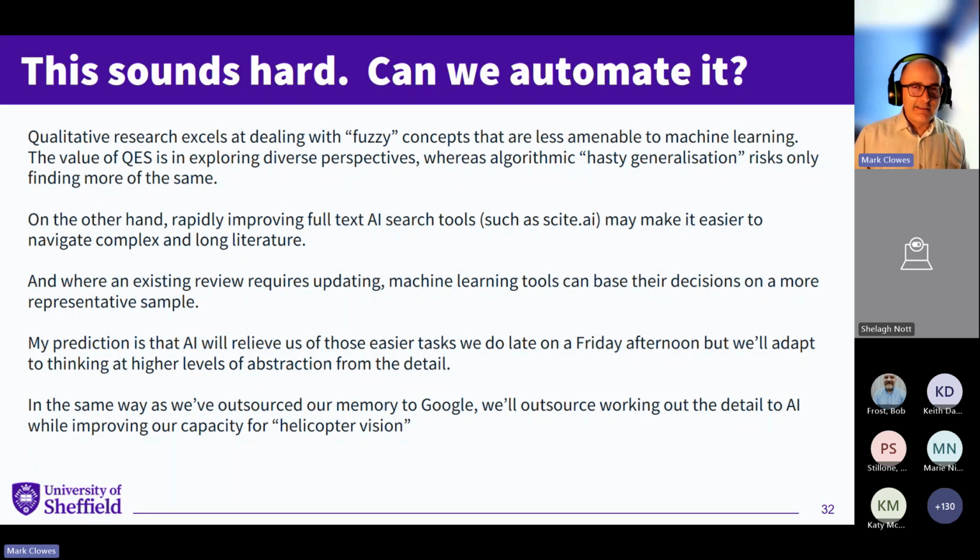I think actually the kind of questions that we explore through qualitative synthesis are going to be the last to be automated, because we're typically dealing with fuzzy concepts, things that require different perspectives to be considered. Contradictory perspectives need to be resolved. And algorithms don't like that. They like to select more of the same, they don't like to sample for diversity. That's called hasty generalization, I'm told.